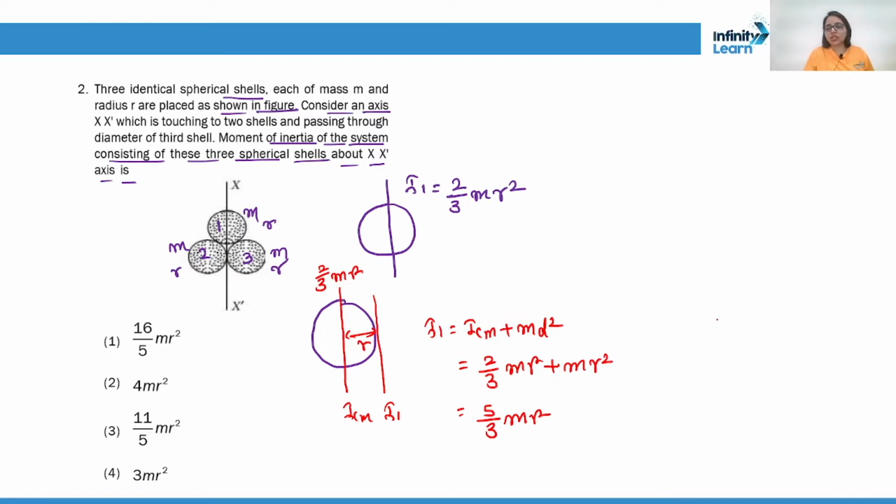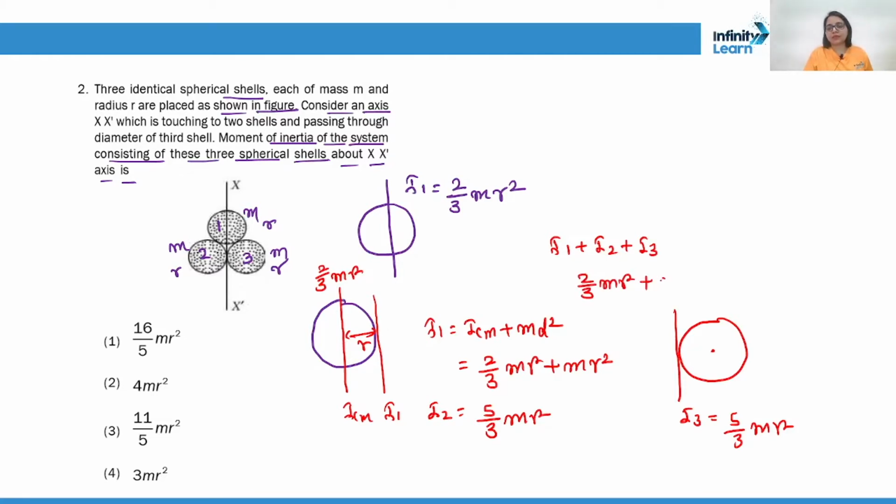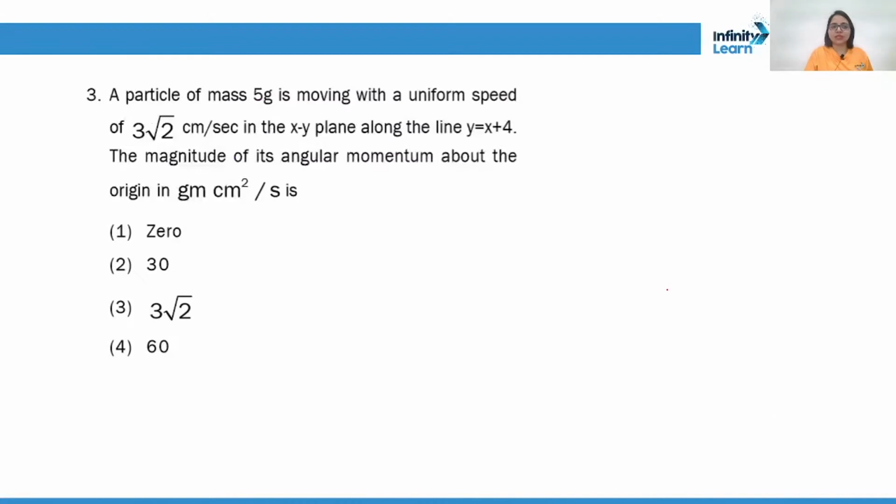Similarly, for the third shell, again, moment of inertia is about the tangent. So for the third shell, I3 will be 5 by 3 mr square. So total moment of inertia of this configuration is I1 plus I2 plus I3, which is 2 by 3 mr square plus 5 by 3 mr square plus 5 by 3 mr square. Fine, so it will be 12 by 3 mr square, which is equal to 4 mr square. Option 2.